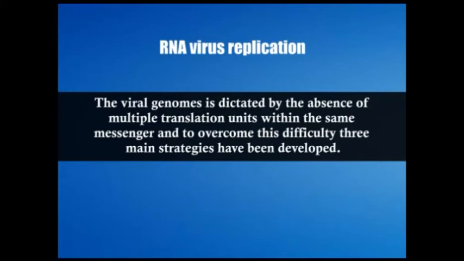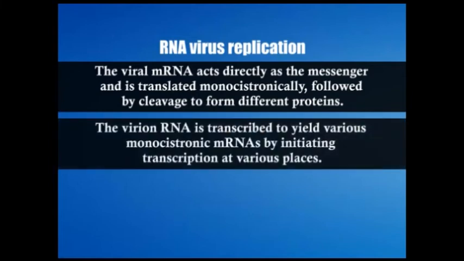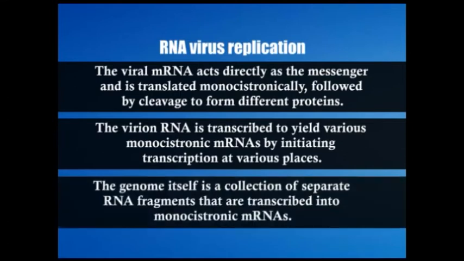So the first strategy is the viral messenger RNA. It acts directly as the messenger and is translated monocistronically, which is followed by a cleavage to form different proteins. The next strategy is the variant RNA. It is transcribed to yield various monocistronic mRNAs by initiating transcription at various places. The third one is where the genome itself is a collection of separate RNA fragments that are transcribed into the monocistronic mRNAs.